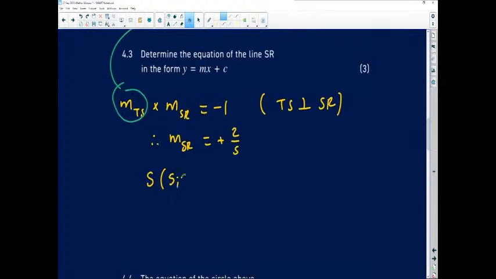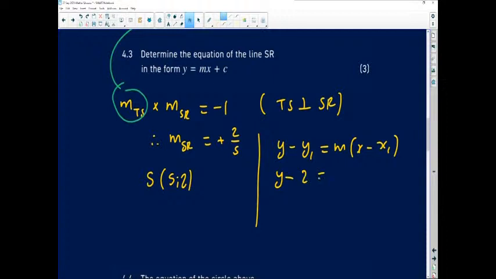So we've got 5 here and we've got 2 here. So now I'm going to pull the magic that we've got, y minus y1 equals m into x minus x1. You can use y equals mx plus c if you like. It's entirely up to you. So y minus, what is my y1? It's a 2. What's my gradient? It's 2 over 5. X is x. What is my x1? It's a 5. We're just taking those coordinates of S as x1 and y1. So when you see y, you put 2. When you see x, you're going to put 5.